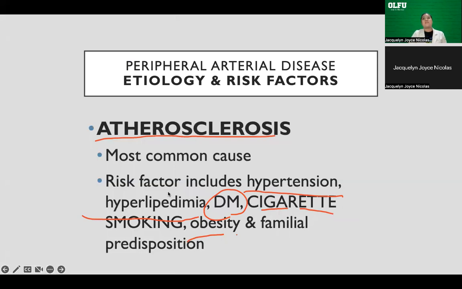That is why one of the things asked when taking the family history is the presence of arterial diseases, because this also has familial tendencies.